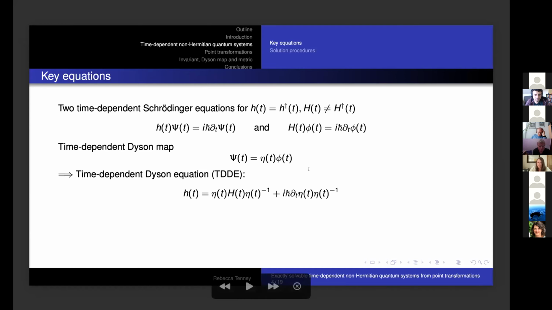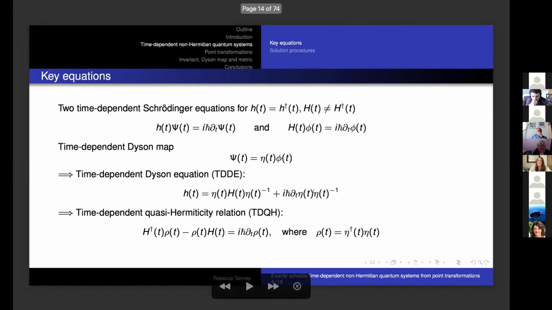If you plug this relation here into the equations, you can pull out what is known as the time-dependent Dyson equation, which relates the Hermitian Hamiltonian and the non-Hermitian Hamiltonian via the Dyson map. Another important equation that you can pull out is found from conjugating this equation, which is the time-dependent quasi-Hermeticity relation, which involves the metric rho of t, which can be constructed from the Dyson map. Now, the Dyson map and the metric are obviously very important in terms of these equations here, but also in terms of observables for these systems.